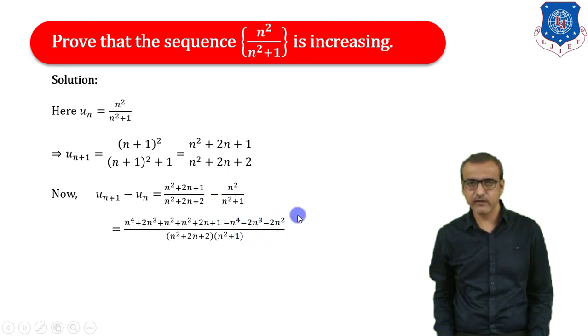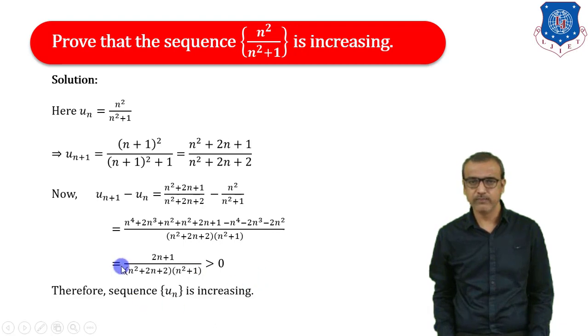Now we will simplify the numerator, and the denominator will be as it is. So after simplification we have (2n + 1) upon (n² + 2n + 2)(n² + 1), and this is positive for every n greater than or equal to 1. So we have u(n+1) − u(n) greater than 0. It means u(n+1) is greater than u(n) for every n greater than or equal to 1. Hence we can say the sequence u(n) is an increasing sequence.